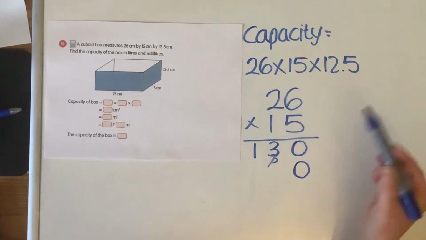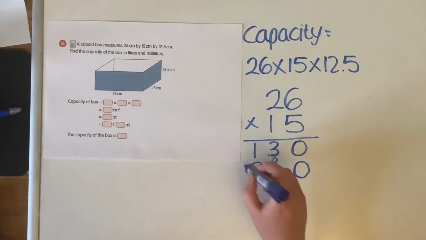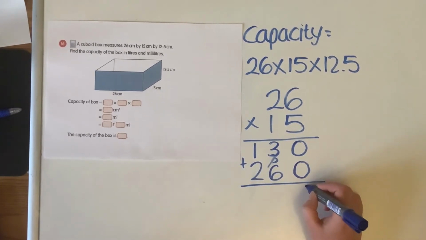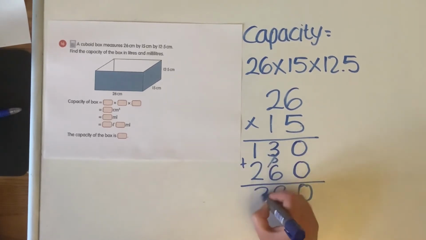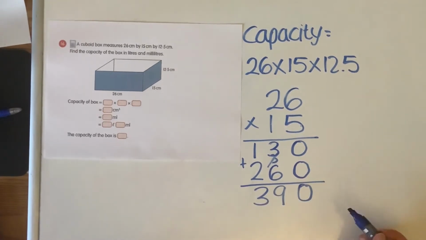Then 1 times 6 is 6. And 1 times 2 is 2. Then I'm going to add those two amounts together. 0 add 0 is 0. 3 add 6 is 9. And 1 add 2 is 3. Okay, so 26 times 15 is 390.